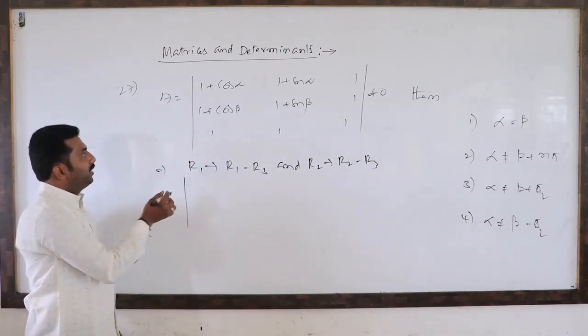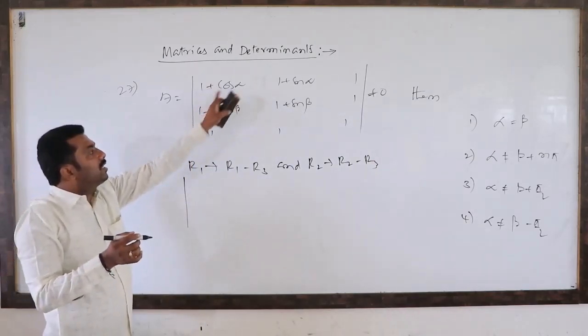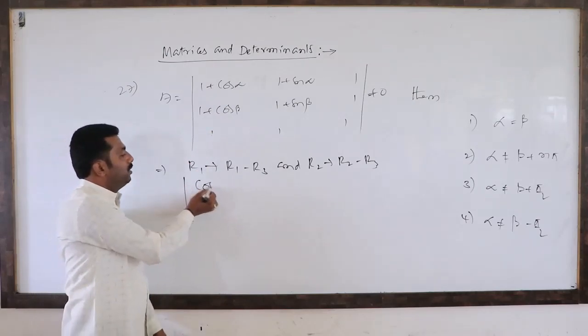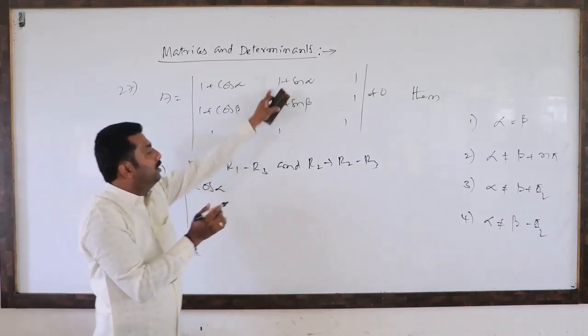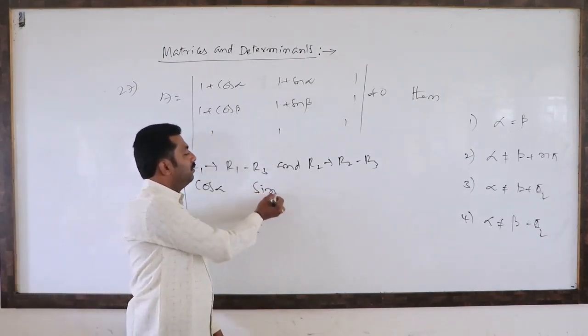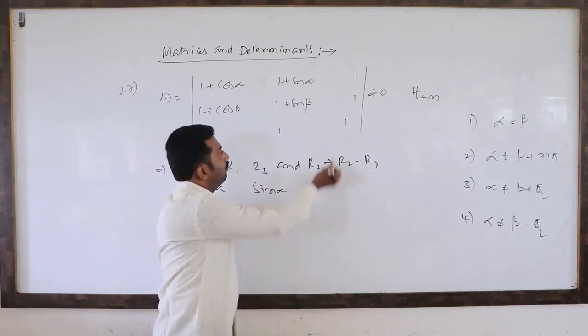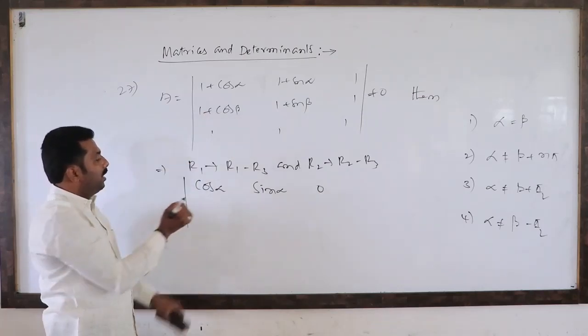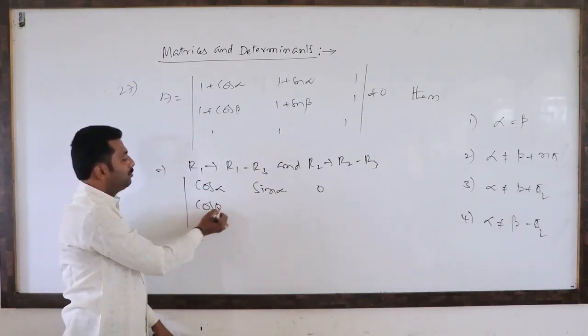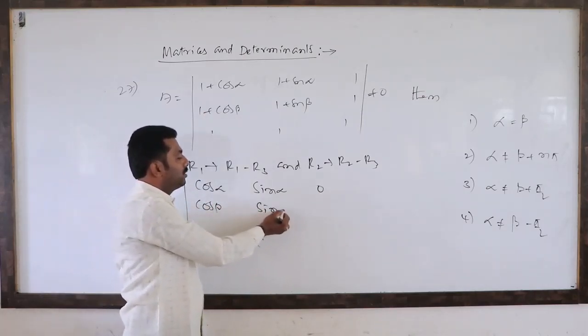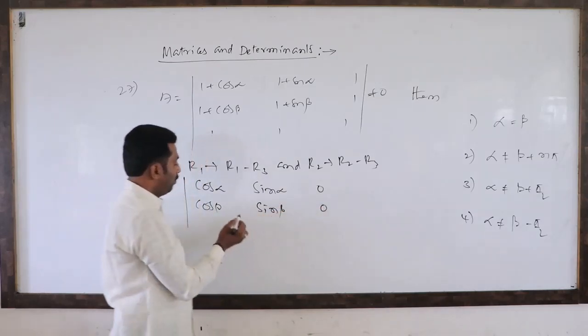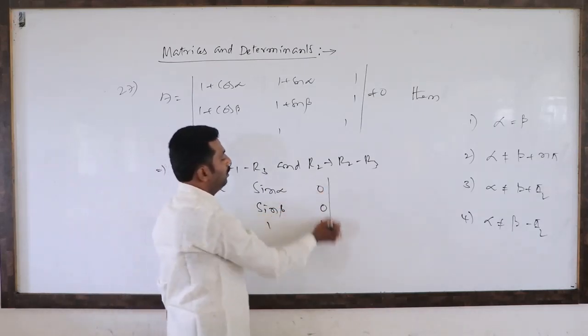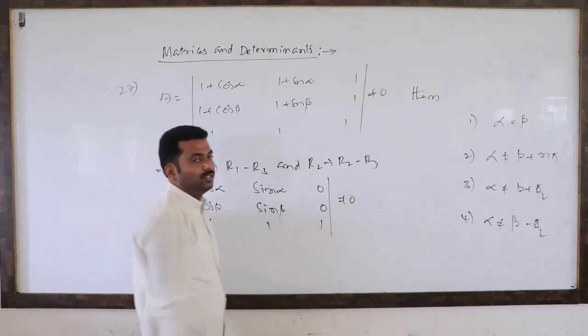So R1 minus R3 means 1 plus cos alpha minus 1, so this is cos alpha, sin alpha. This is 1 minus 1, which means 0. R2 minus R3 means cos beta, then this is sin beta, 0, 1, 1, 1 is not equal to 0.